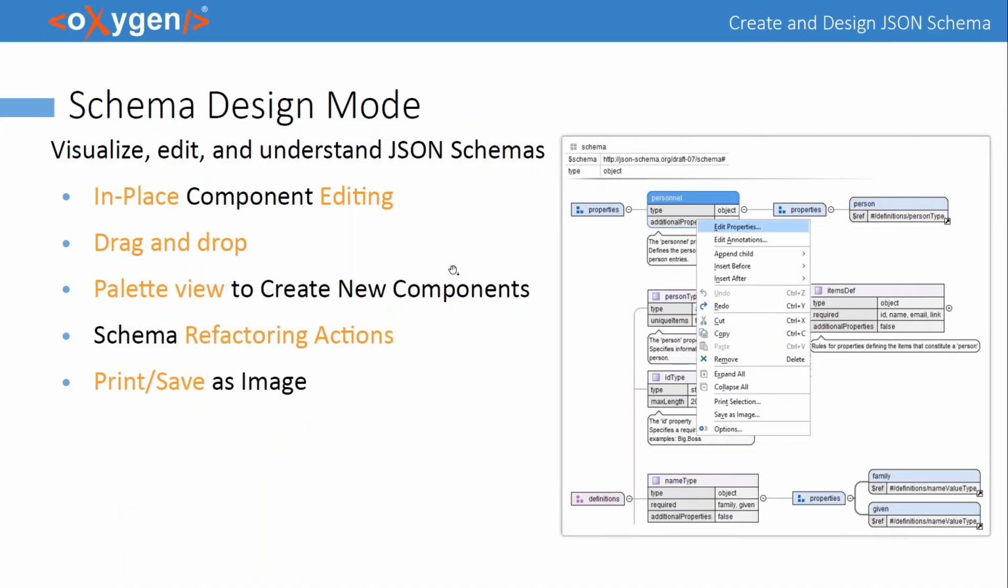Then there is the design mode. The design mode is specially created to visualize the structure of the JSON schema. You have in-place actions, you have a palette view, so you can easily create new components. You have refactoring actions, and you can even save this diagram as an image and export it and share it with someone.